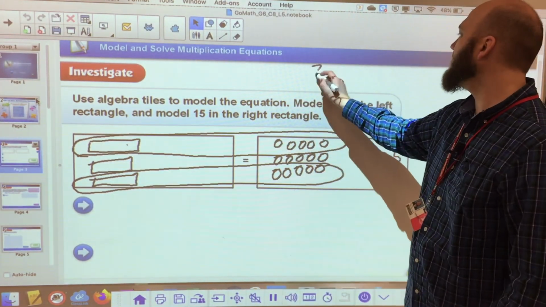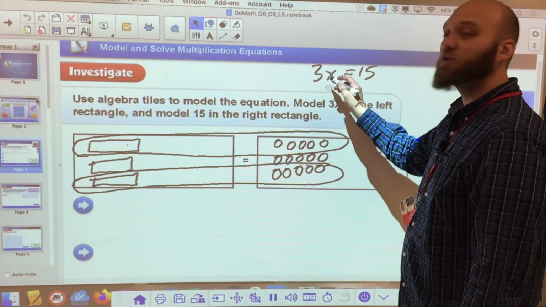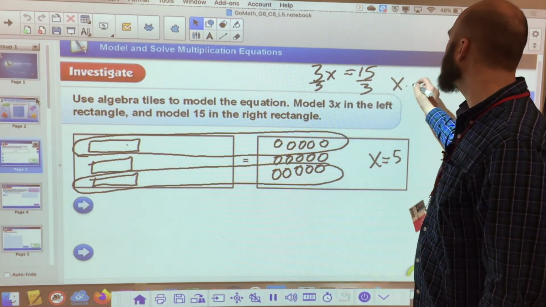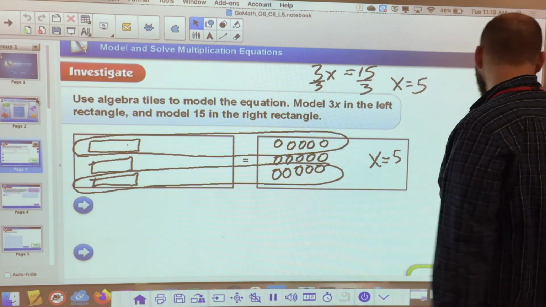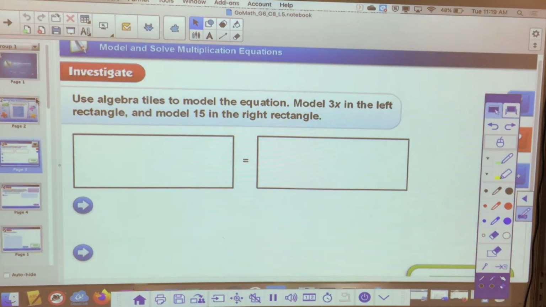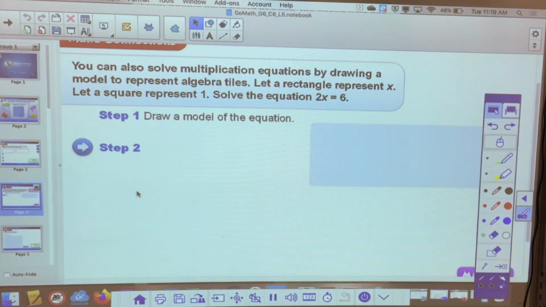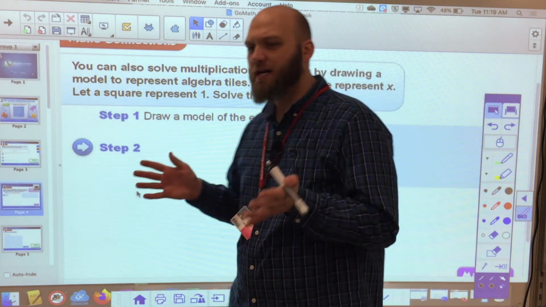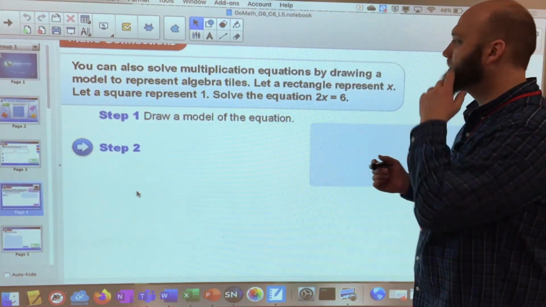Now, what does that look like in the number model? We end up with 3x, or 3 times x equals 15. Well, instead of multiplying by 3, I would divide by 3, and I end up with x equals 5. Double check your work. Does 3 times 5 equal 15? Yes, it does. So again, if you're using algebra tiles and you want to draw this, draw out your tiles, and then you're just dividing them into groups, or you're multiplying them out that way.